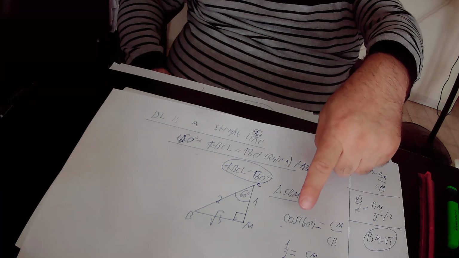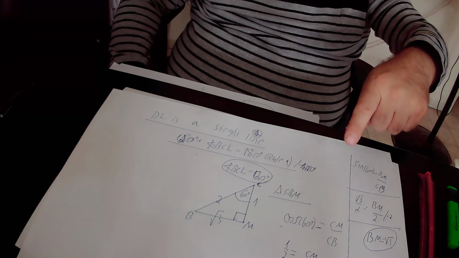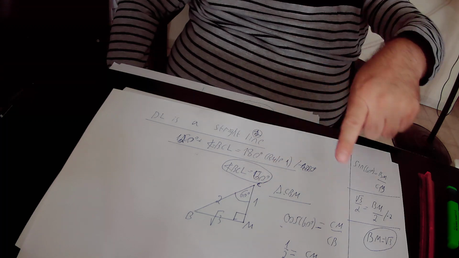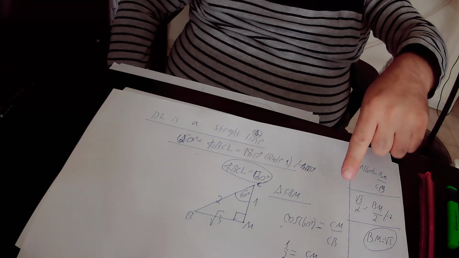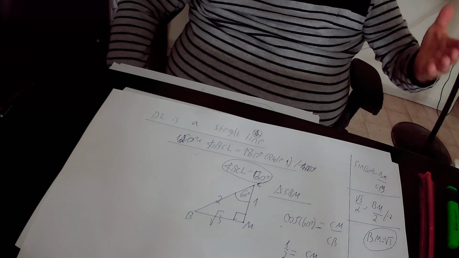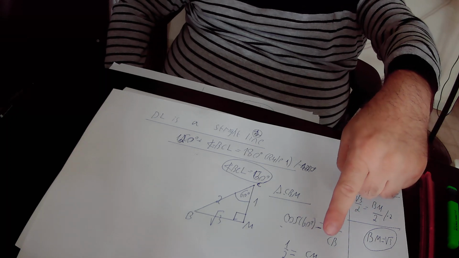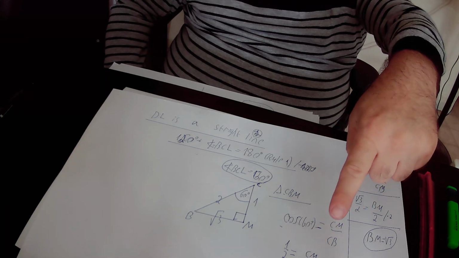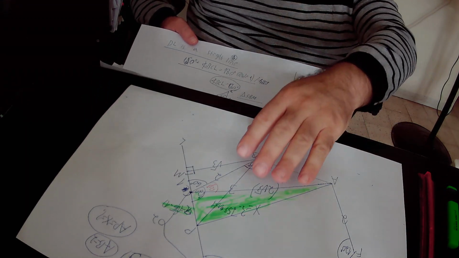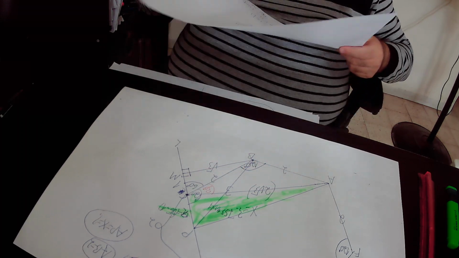Cosine 60 degrees is 1 over 2, so we substitute cosine 60 degrees by 1 over 2, and it is equal to CM over CB. CM is the missing side, so we leave it as it is. CB is equal to 2 units, therefore we substitute CB by 2. In conclusion, 1 half equals CM over 2. Here we multiply this equation by 2, and we find that CM equals 1 unit. We can write down on the original drawing that CM equals 1 unit.